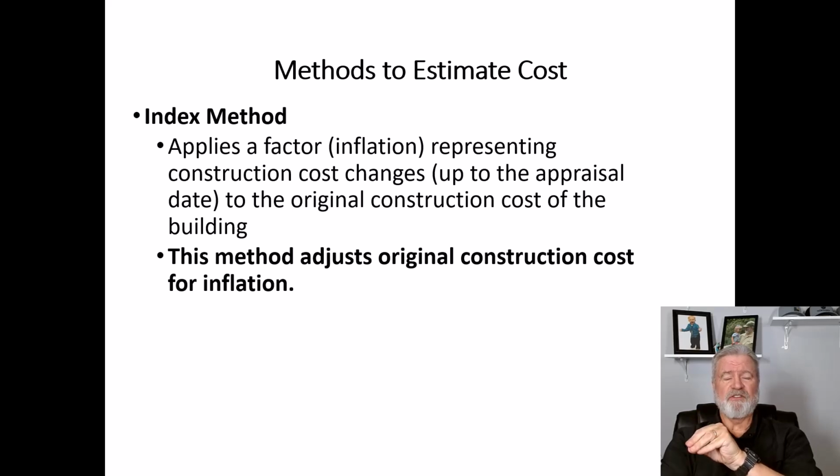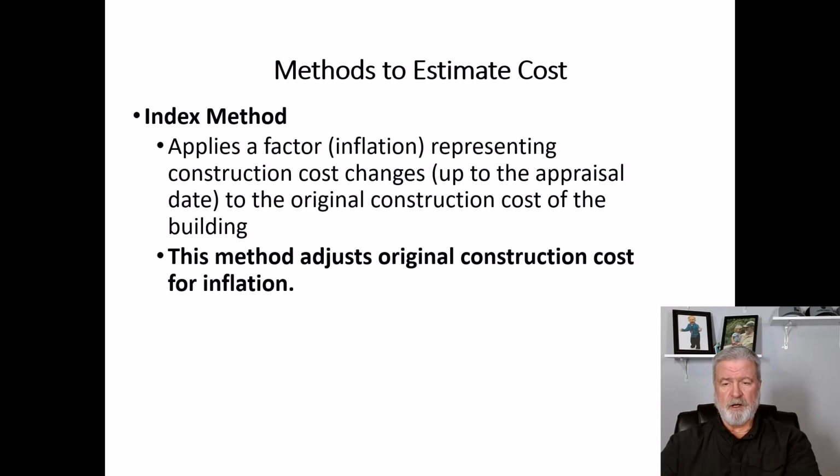But really, the main thing I would pay attention to here with the index method, it's a way for the appraiser to adjust the original cost of the construction for inflation. And that's what we're dealing with there. We're adjusting the original construction cost for the inflation factor. Okay, that's what they call the index method.